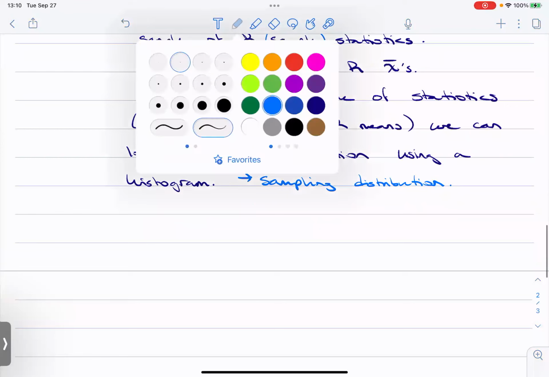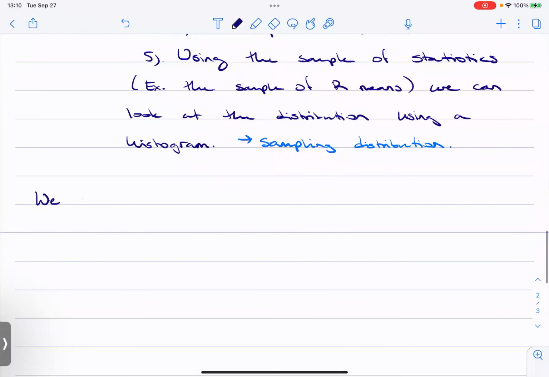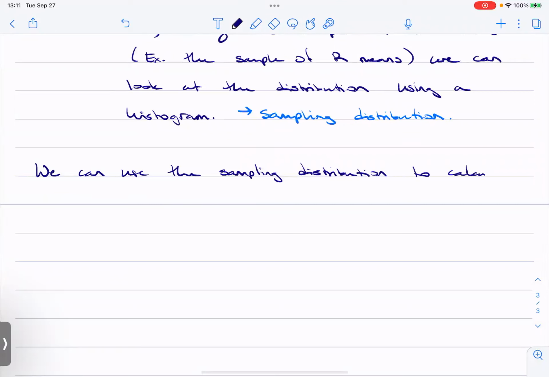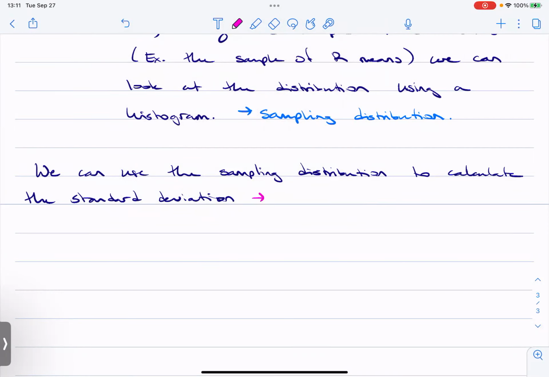Oh boy, here we go. We can use the sampling distribution to calculate the standard deviation, which in the past we've called the standard error. Standard error of the estimate.